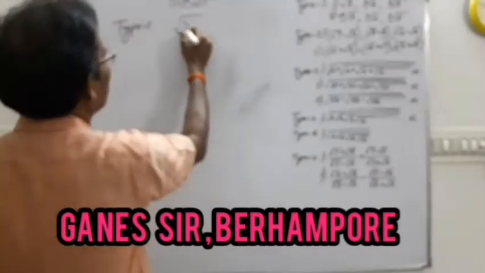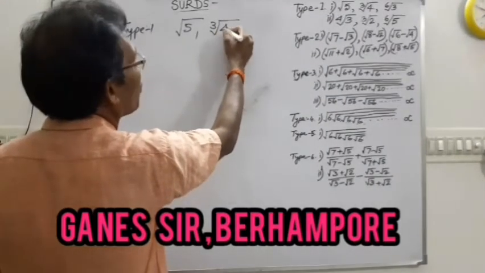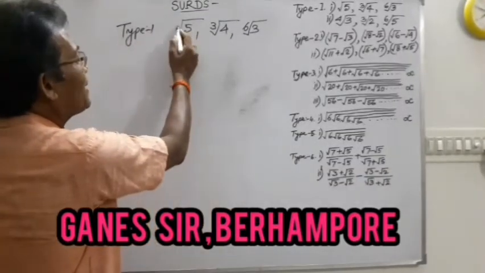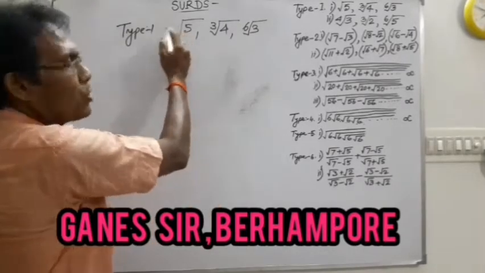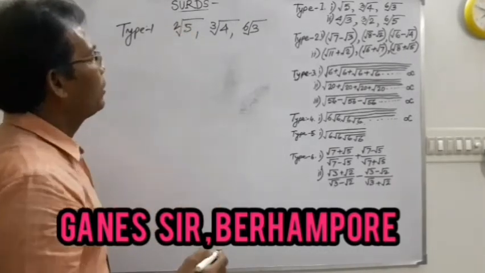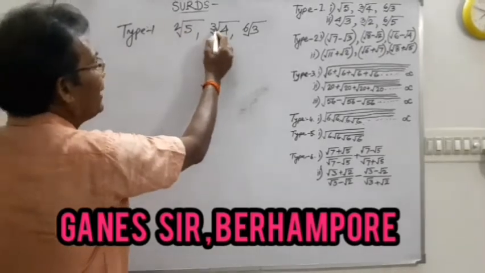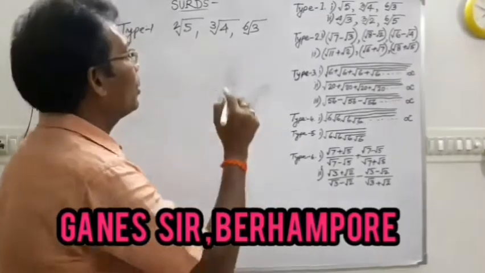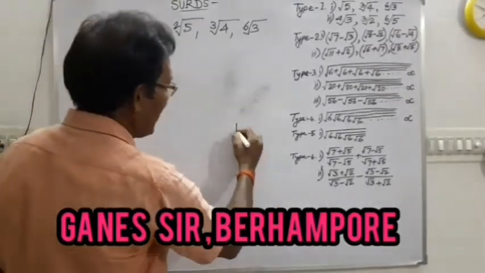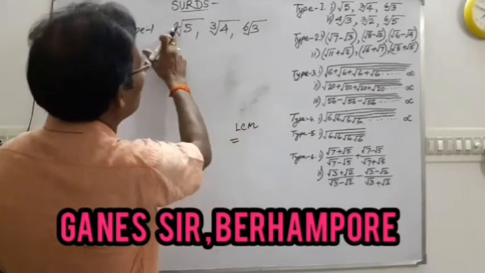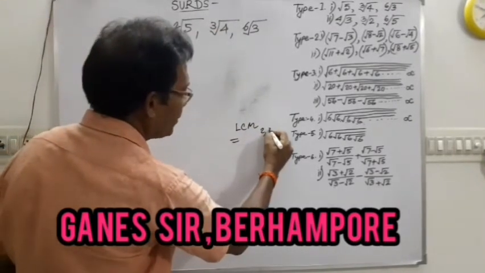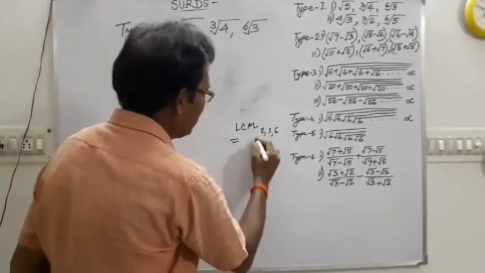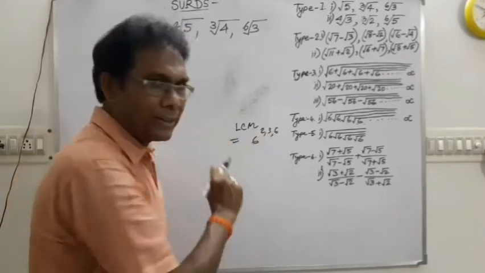That is the square root of 5, the cube root of 4, and the sixth root of 3. If there is a blank, the value is 2. So these 2, 3 and 6 are called root indices. First, we find the LCM of 2, 3, 6. Sorry, the LCM of 2, 3, 6 is 6.